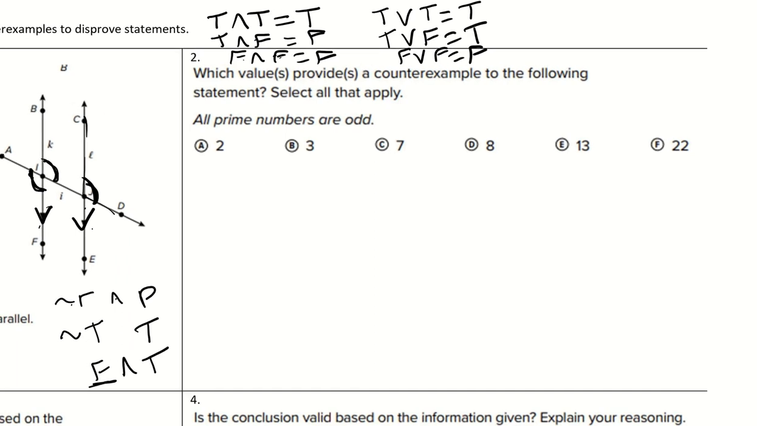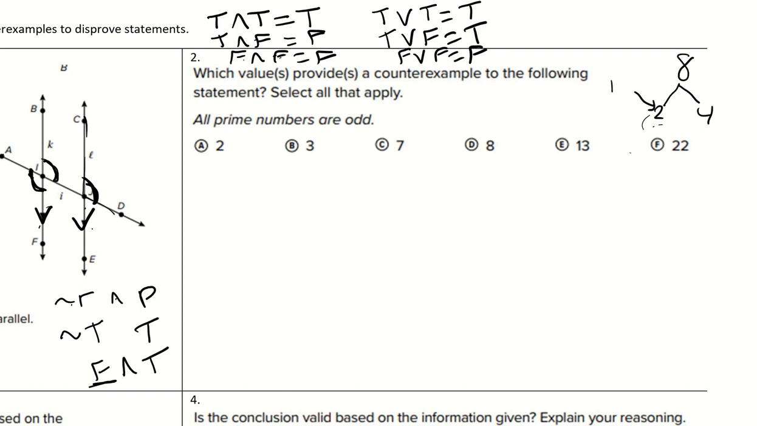So which value provides a counterexample to the following statement? Select all that apply. All prime numbers are odd. Remember, a prime number is a number that only 1 and itself go into. So for example, 8 is not a prime number because 2 and 4 go into it. However, 2 is a prime number because you cannot break it down further, right? It's just going to be 2 and 1. So that's what we call a prime number: only 1 and itself go into it. Nothing else other than those two numbers go into it.